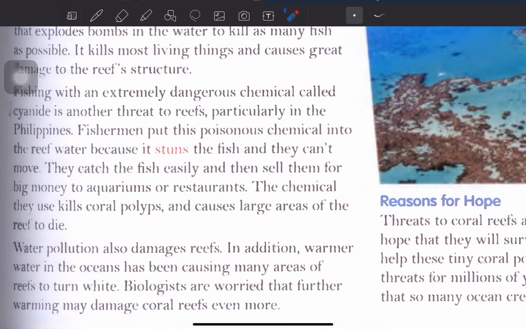Then they catch the fish easily, dia tangkap ikan dengan mudah and then sell them for big money to aquariums or restaurants. The chemical they use kills coral polyps and causes large areas of the reef to die. Ia mengakibatkan mematikan banyak coral polyps tu dan kawasan besar daripada terumbu karang itu pun mati.